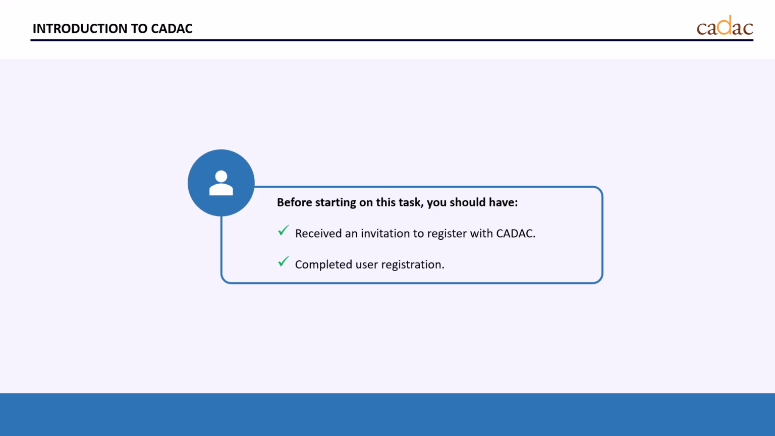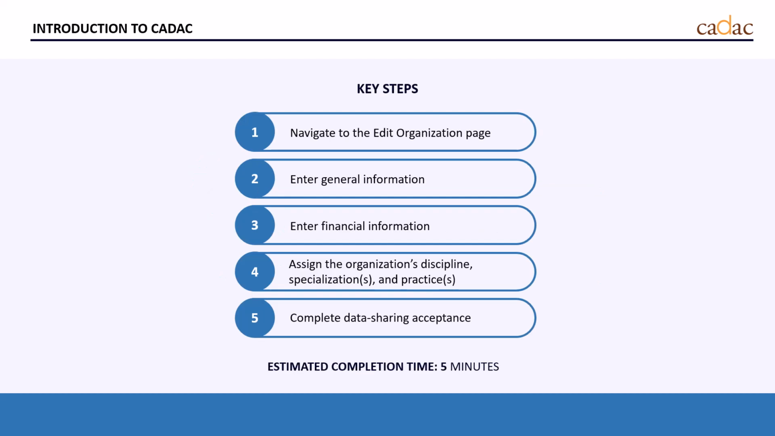Now let's go over the 5 key steps of completing the organization registration. The key steps to redeem your organization invitation are as follows. Navigate to the Edit Organization page, enter the organization's general information, enter the organization's financial information, assign the organization's discipline, specialization, and practice, and complete the data sharing acceptance. All of these steps should take about 5 minutes to complete.